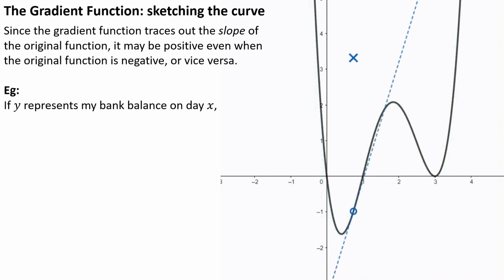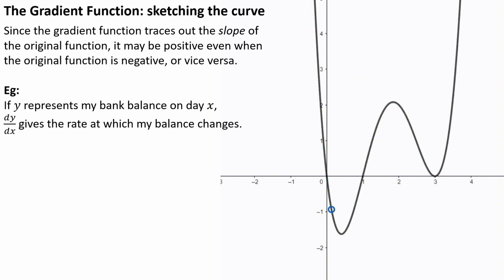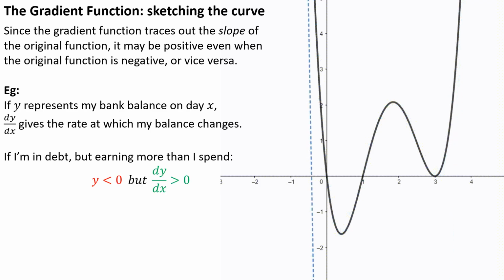Let's say y represents my bank balance on day x. So as we move from left to right, we're basically moving through time and the amount of money is changing. dy by dx will be the rate at which the bank balance changes. So if dy by dx is 20, it means I'm getting £20 more in my bank every day. If dy by dx is minus 100, then my bank balance is going down by about £100 a day. Now, if I'm in debt, but I'm earning more than I spend, that means that the value in my bank is currently negative, but the rate at which that number changes is positive. So y is less than 0, but dy by dx is greater than 0.